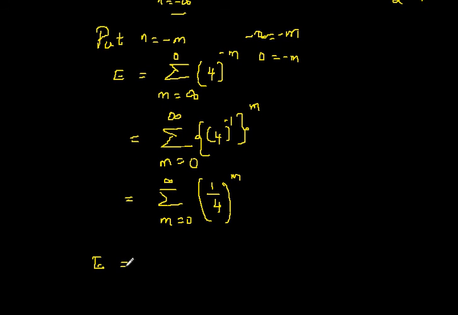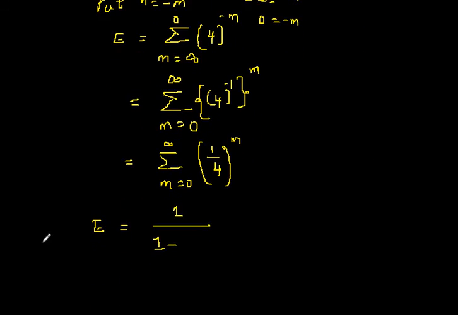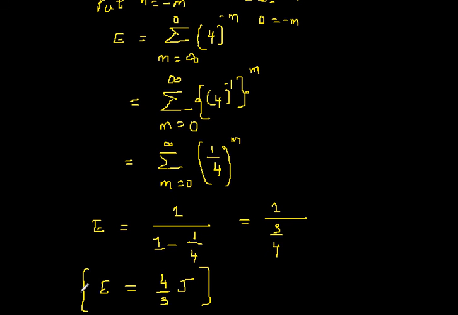Energy E is equal to 1 divided by 1 minus alpha. So compare the terms, all are very much similar with respect to this formula, and in place of alpha I have 1 by 4. Therefore that becomes 1 divided by 1 minus 1 by 4. Is that okay? So it is 1 divided by, take the LCM, 4 minus 1, it is 3 divided by 4, and the final answer is E equal to 4 divided by 3 joules. So this is the energy of the given signal.